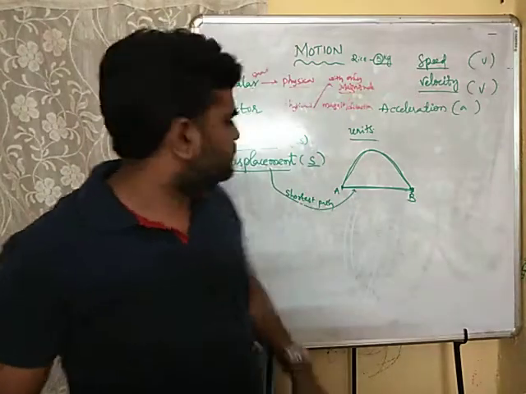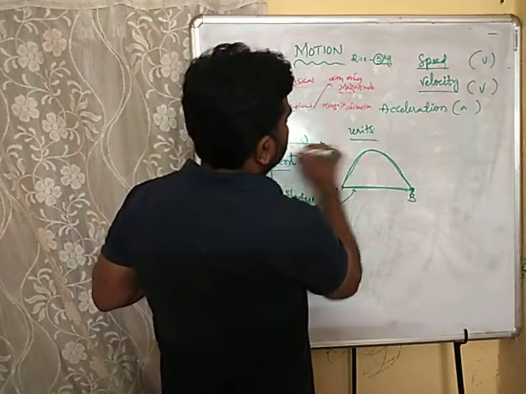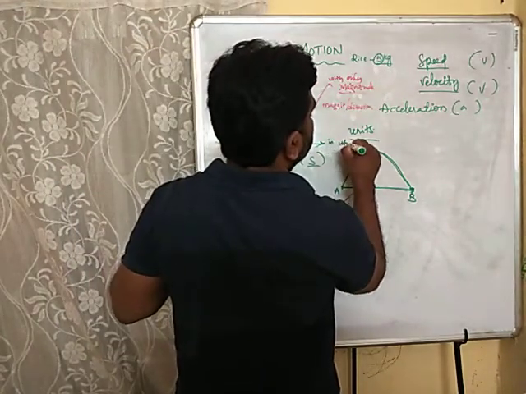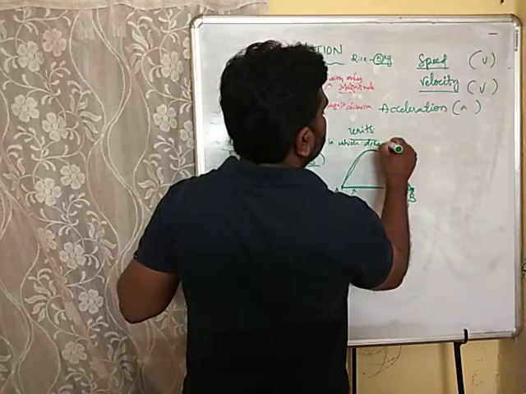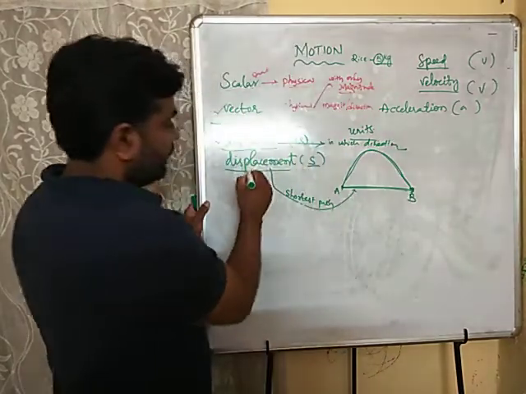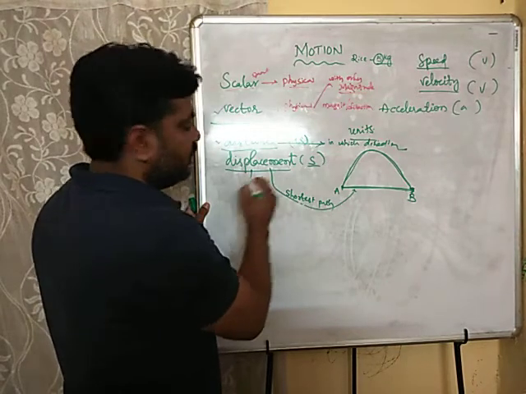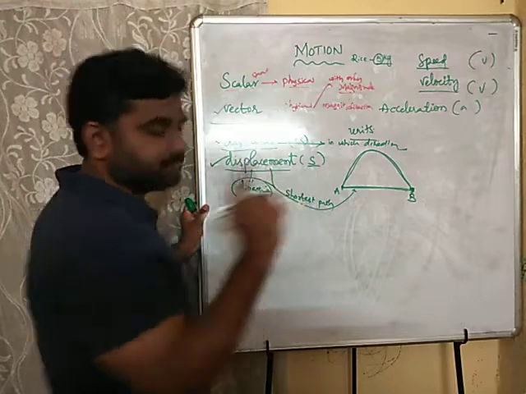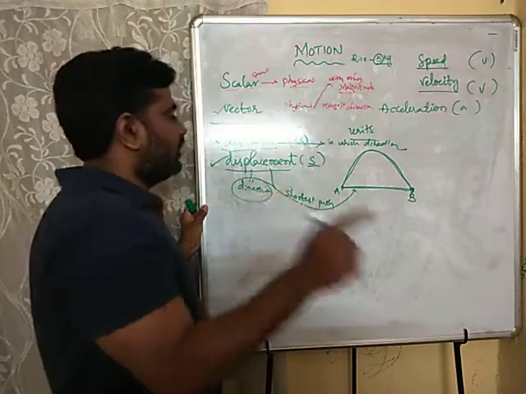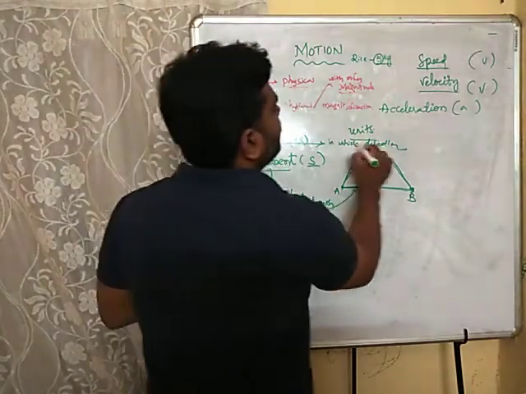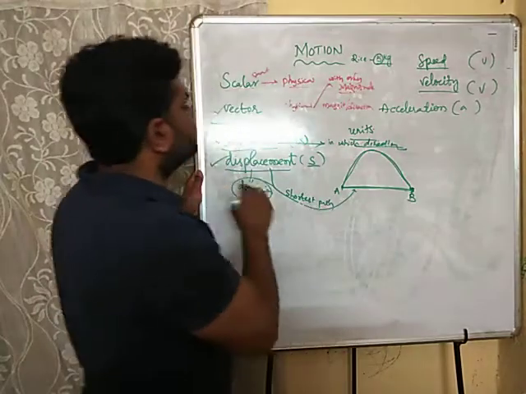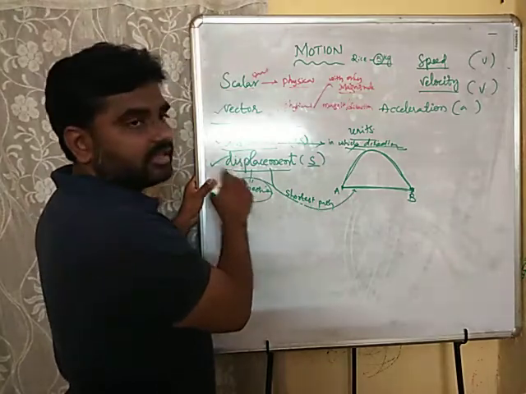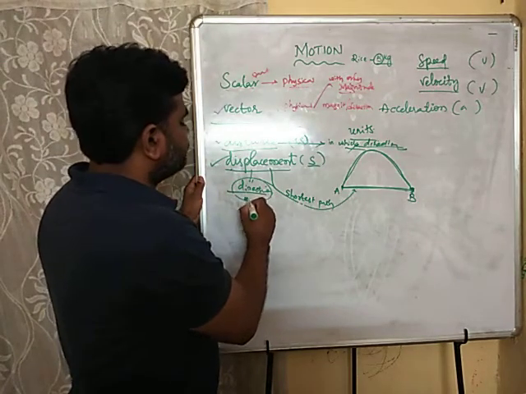In other words, distance doesn't explain in which direction it moved. It won't deal with direction, but displacement always gives you an idea of direction. Remember this concept. Distance only deals with magnitude but not direction, whereas displacement gives you an idea of direction as well as magnitude.